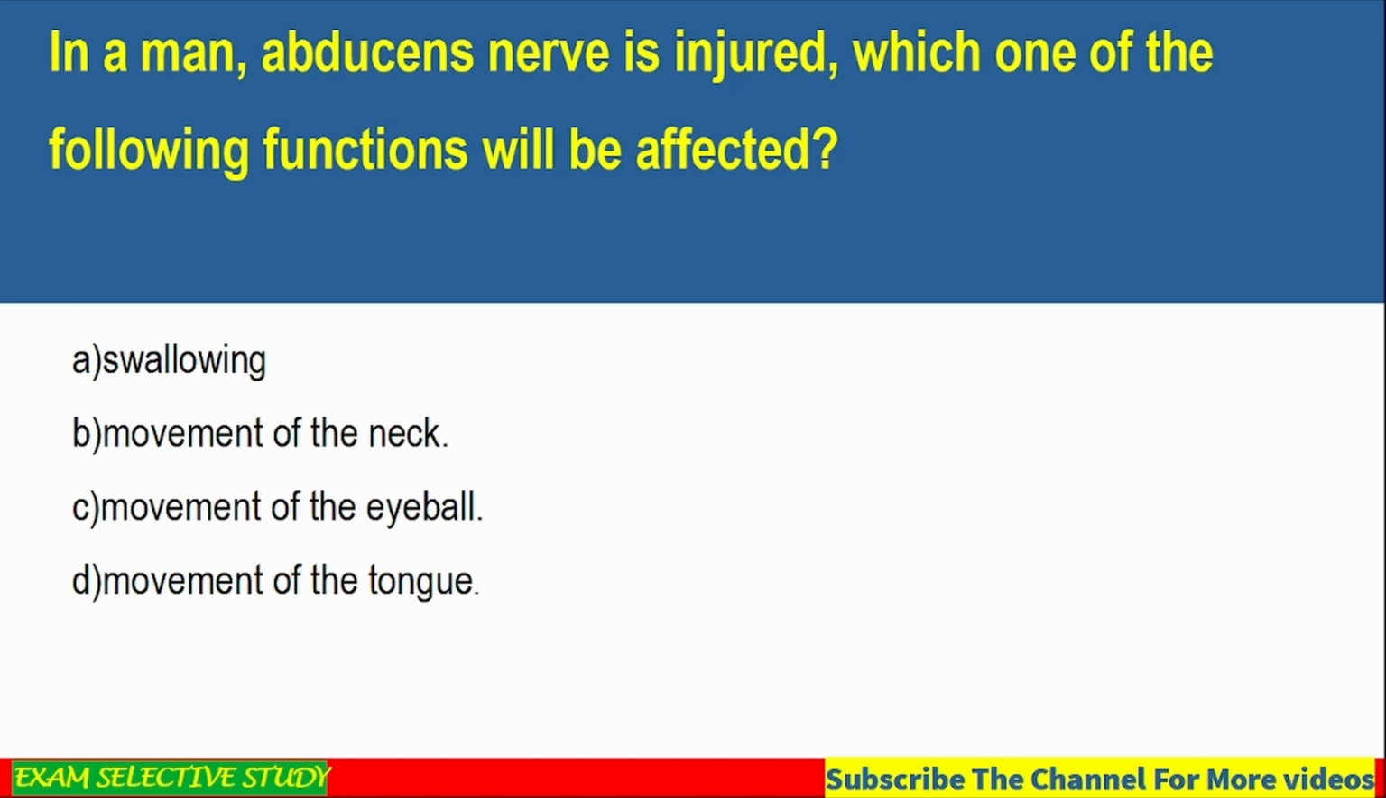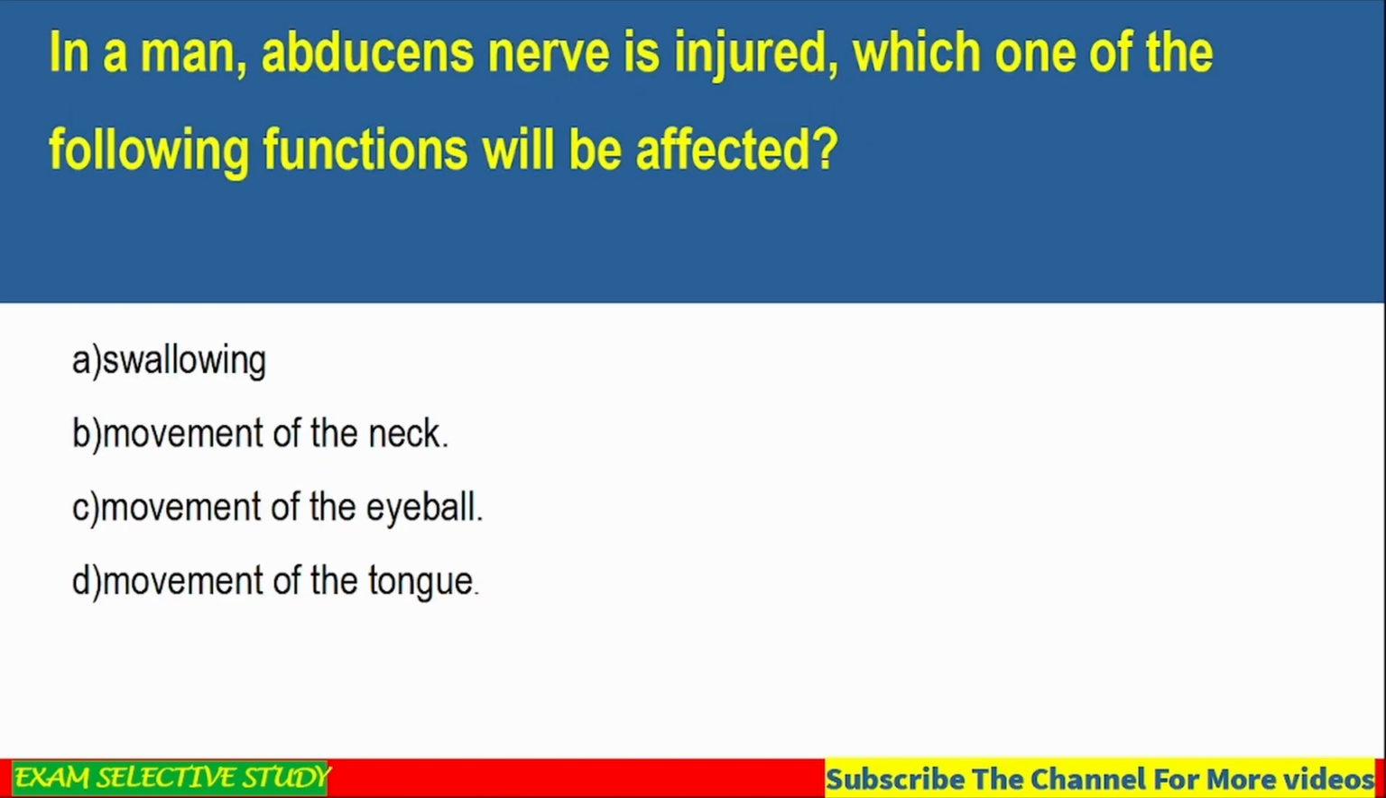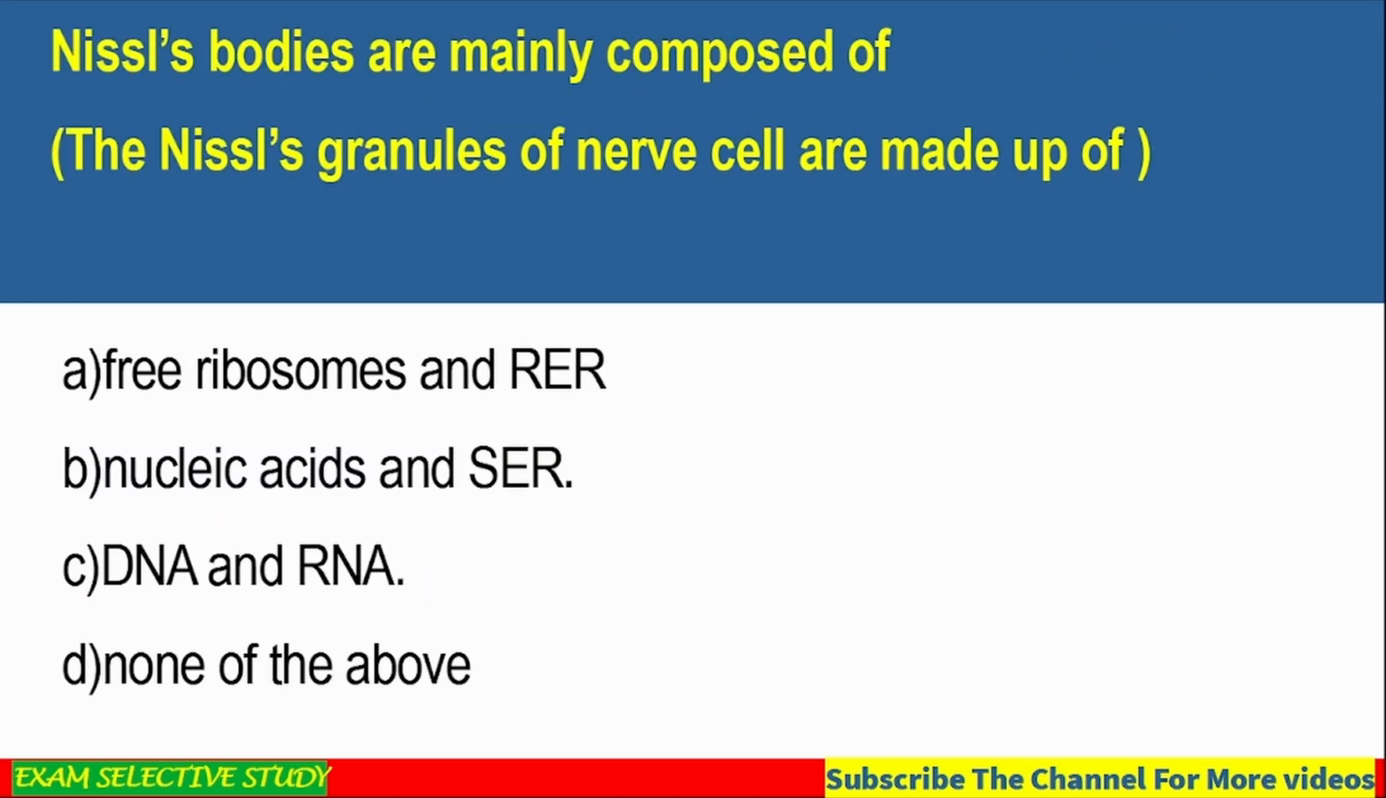Next question, in a man, abducens nerve is injured. Which one of the following functions will be affected? Options: swallowing, movement of the neck, movement of the eyeball, movement of the tongue. Answer: movement of the eyeball. In a man, abducens nerve is injured. Which one of the following functions will be affected? Movement of the eyeball.